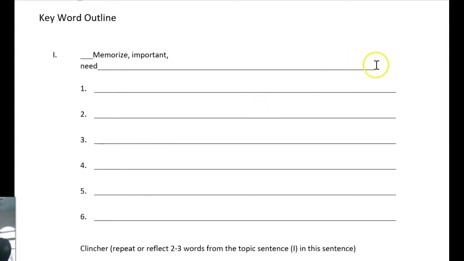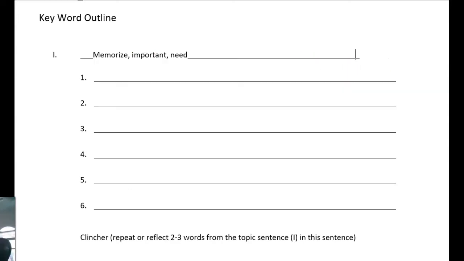Okay, so those are my, so I can go back up there. Okay, those are my 3 words. I can come up with a topic sentence based on those 3 words. It's important that we memorize things because the information is there when we need it.